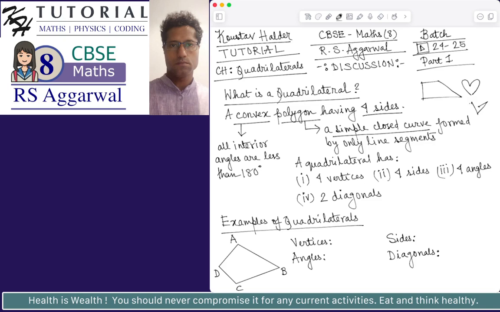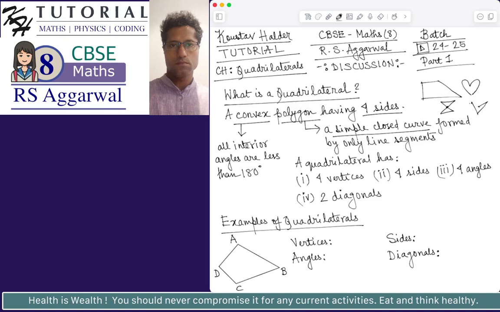So a polygon is a simple closed curve, and what is meant by simple? By simple it means the polygon or the curve will not intersect with itself. This is a curve that intersects with itself at this point. So this is not a simple curve. So a polygon is a simple closed curve formed by only line segments.